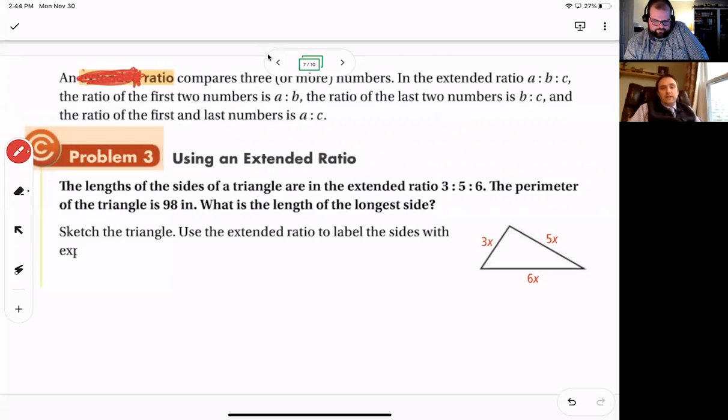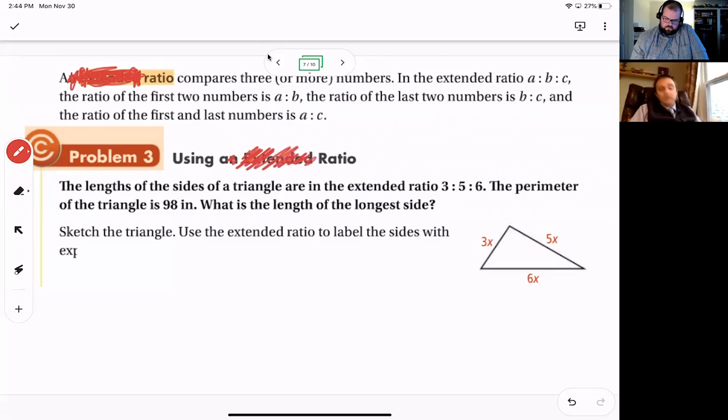So this is 3 to 5 to 6. And it's saying the perimeter of the triangle is 98 inches, because they're pretending that they can make this into a realistic thing. Yeah, no one will ever use that word extended there, I don't think. I don't think that's an actual mathematical thing. I think that's what your book made up.